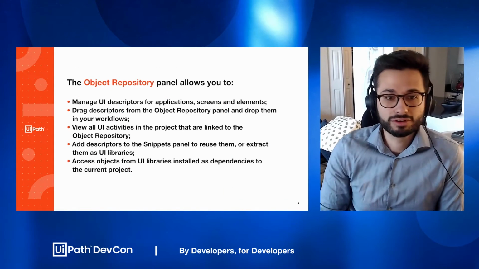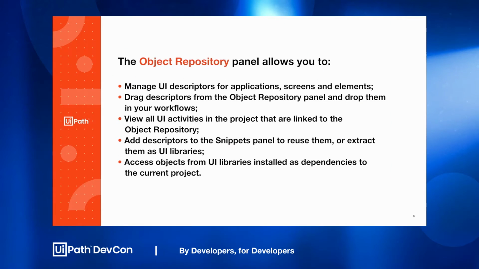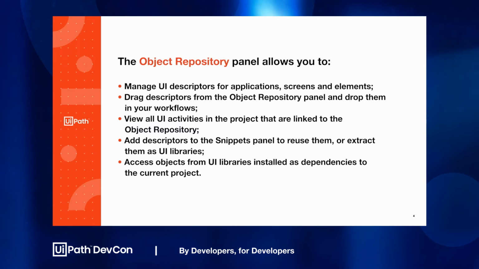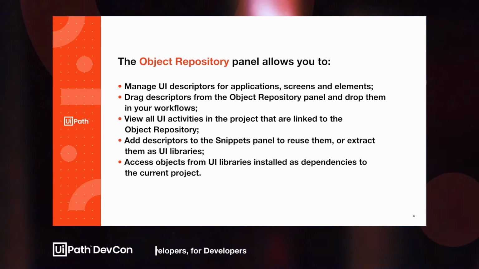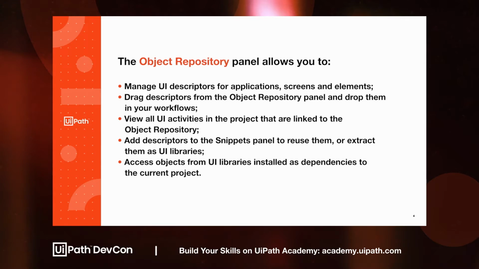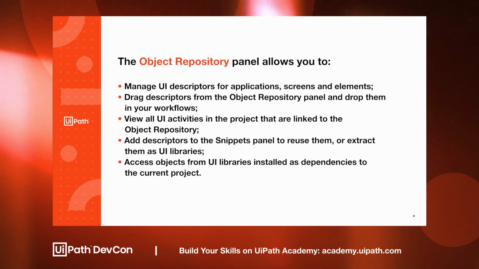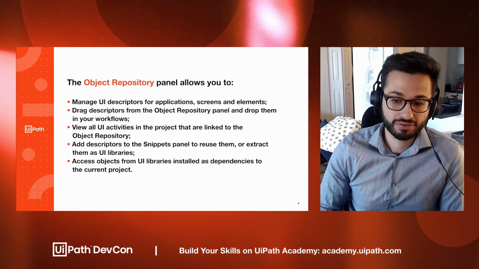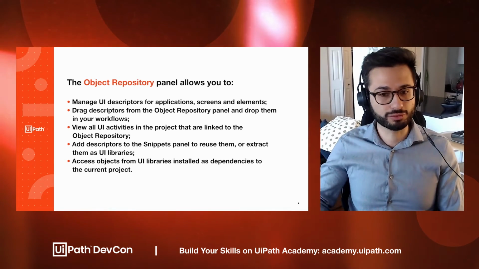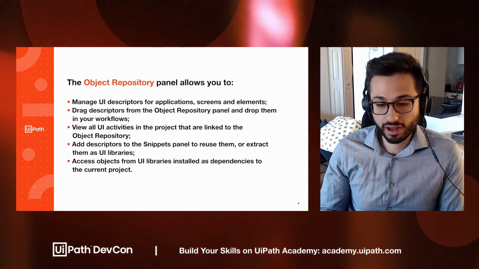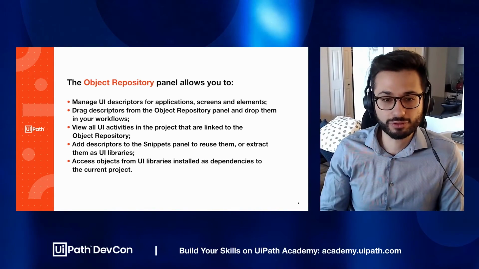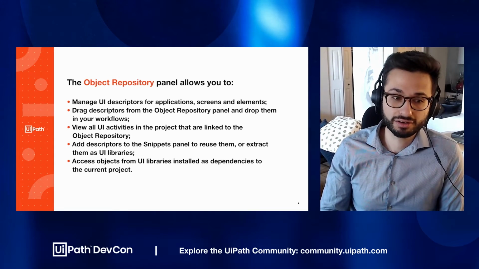So what does this allow? It allows us to manage the descriptors for applications, screens, and elements. It allows us to drag these descriptors from the object repository and drop them into our workflows at use. And we will be able to view all the UI activities that are used in different object repositories, as well as different workflows. We can add them to snippets to reuse them or extract them as UI libraries, but we will also be able to access these objects as dependencies to our current project. So if anyone changes these objects from the orchestrator or locally, then it will also help our current workflow, and we wouldn't have to maintain it if you're using the same application in a different process.